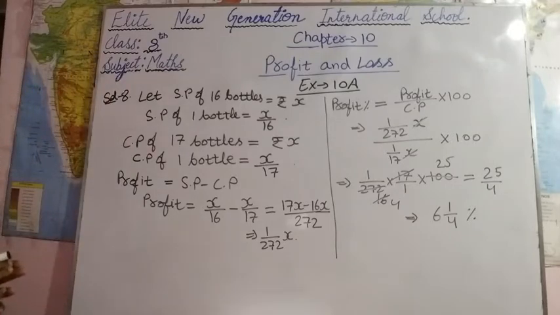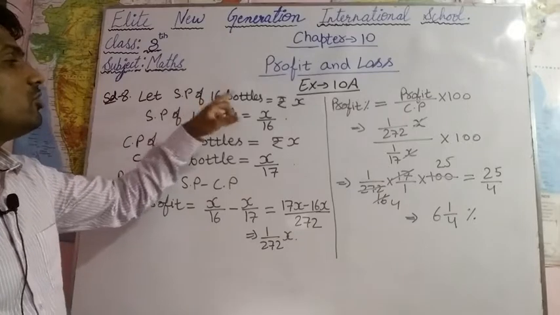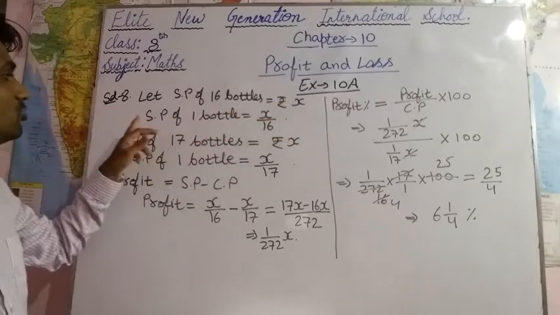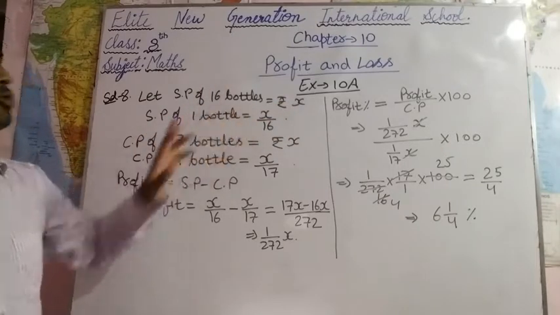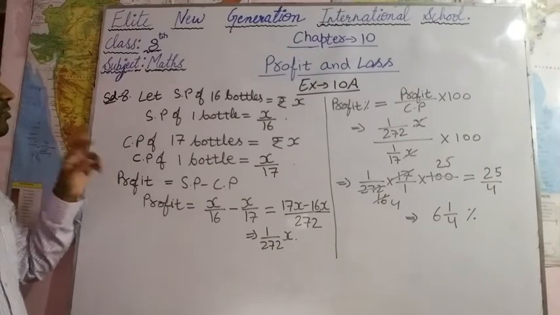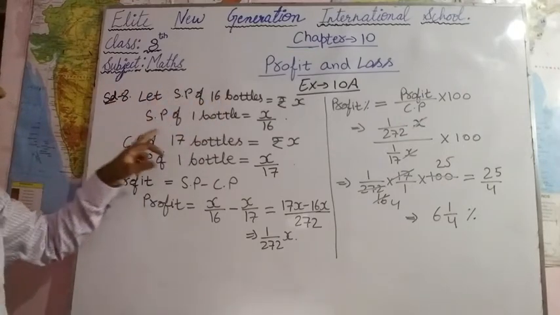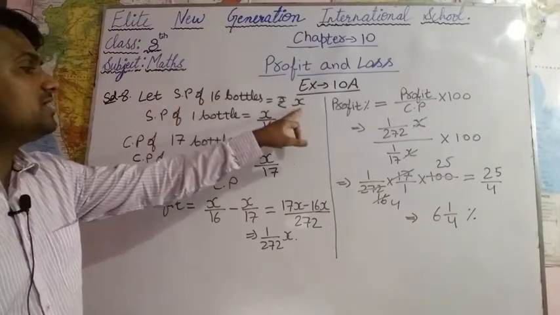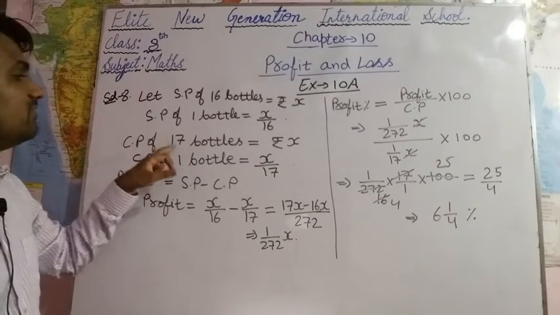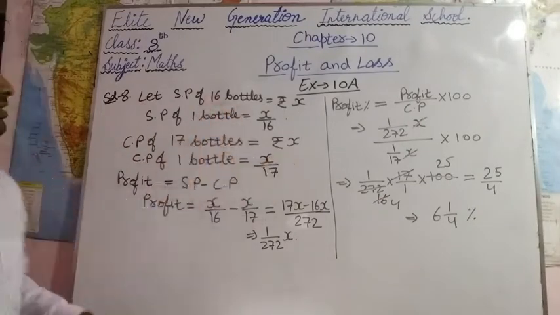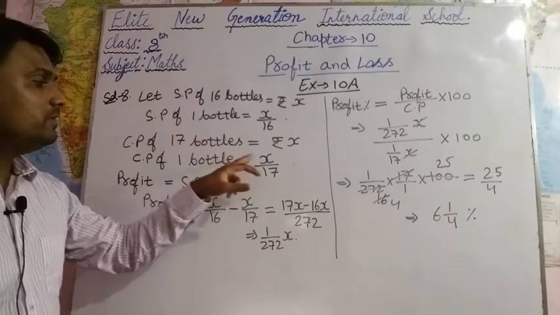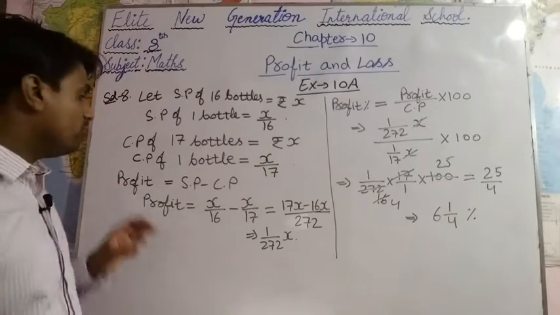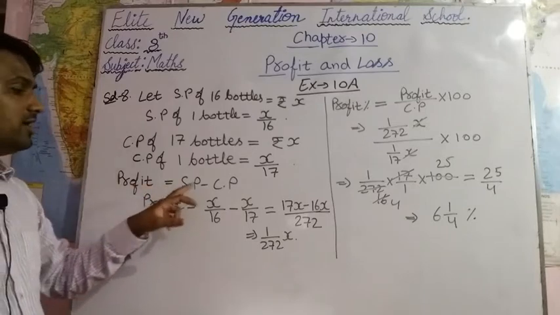So first of all we can assume that SP of 16 water bottles equals rupees X. So if the SP of 16 bottles equals rupees X, the SP of 1 bottle will be X upon 16. Now here also, we know that SP of 16 water bottles equals CP of 17 water bottles, this is given in the question. And if SP of 16 water bottles is X, then we can say that CP of 17 water bottles will also be X. Now here we can find CP of 1 water bottle will be equal to X upon 17. Now after this we can find profit. So the formula for finding profit or gain equals SP minus CP.